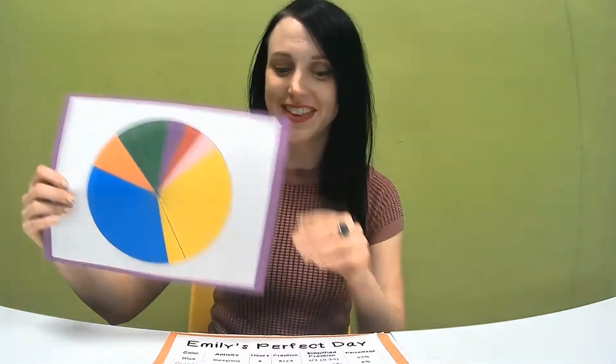So there are 24 hours in a day. If you could fill them exactly the way you wanted, what activities would you choose? Let's take a glimpse at my perfect day pie chart to give you a little bit of an idea of what you're going to be doing for our first activity.